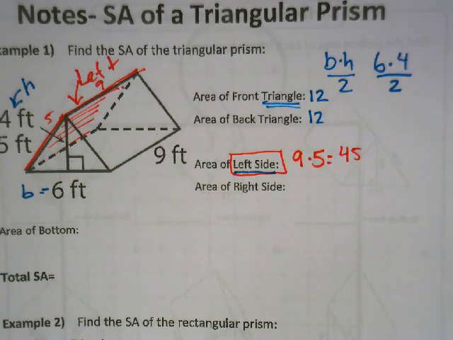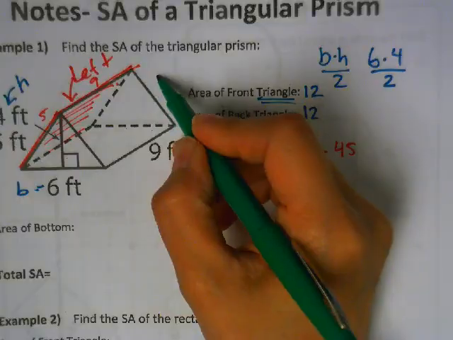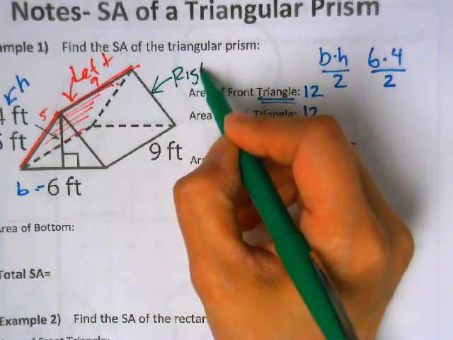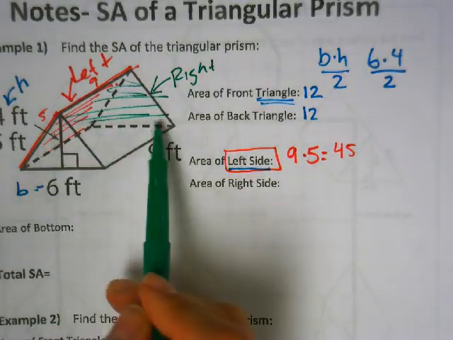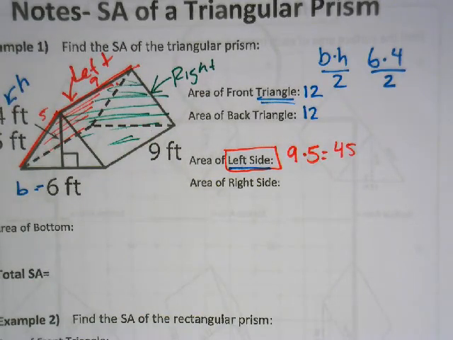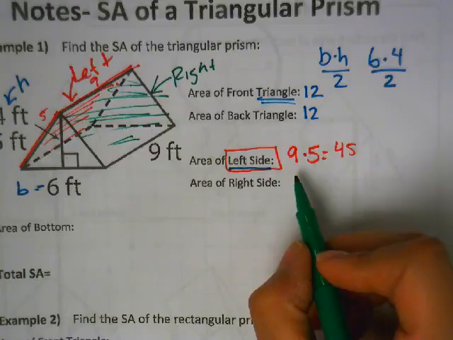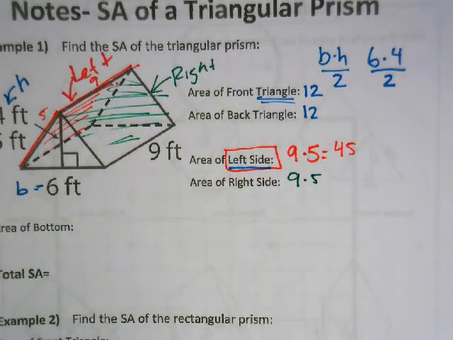Now, the right side, this part right here. The hardest part is figuring out these numbers. What are the 2 numbers that make up the right side? 9 and 5. Okay. They don't always repeat.